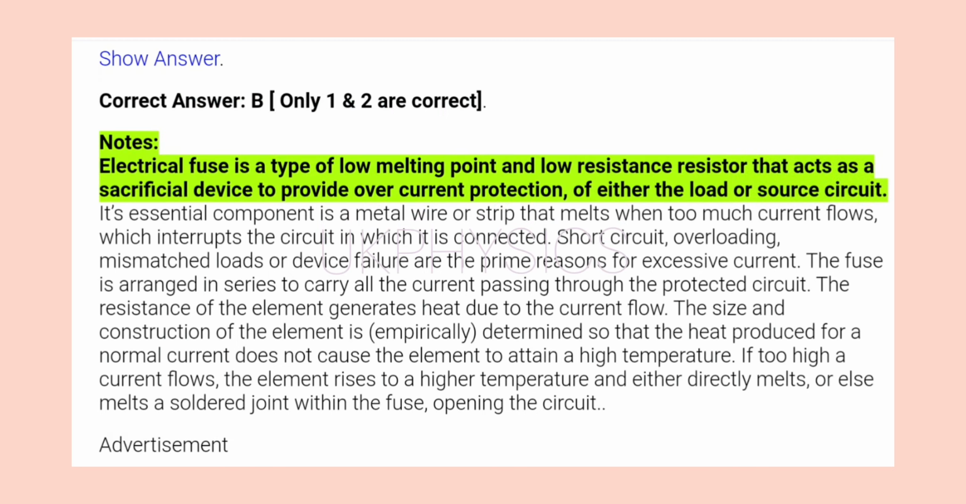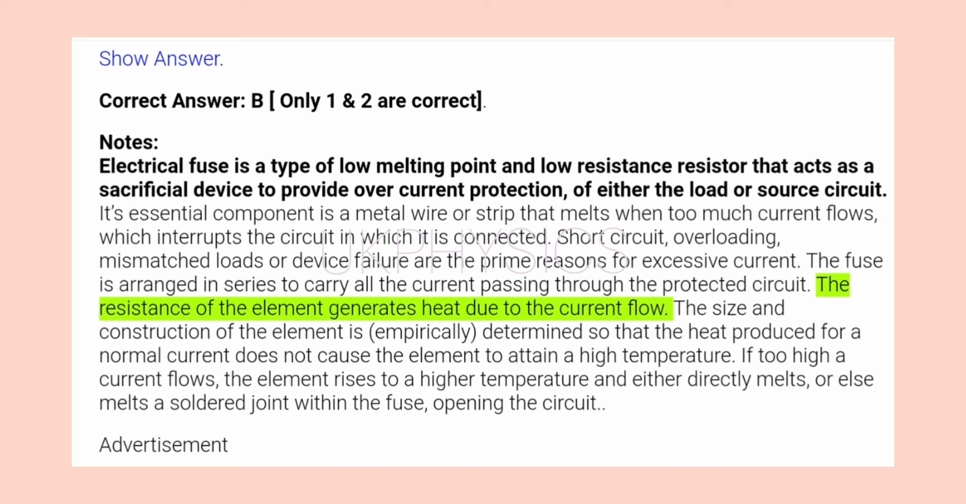Notes: an electrical fuse is a type of low melting point and low resistance resistor that acts as a sacrificial device to provide overcurrent protection of either the load or source circuit. Its essential component is a metal wire or strip that melts when too much current flows, which interrupts the circuit in which it is connected. Short circuit, overloading, mismatched loads or device failure are the prime reasons for excessive current. The fuse is arranged in series to carry all the current passing through the protected circuit.